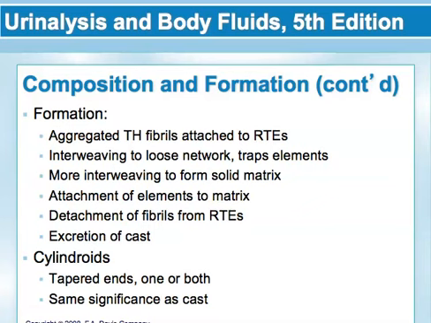Casts that form in the junction of the ascending loop of Henle and the distal convoluted tubule may produce structures with a tapered end that are referred to as cylindroids. These have the same significance as other casts.